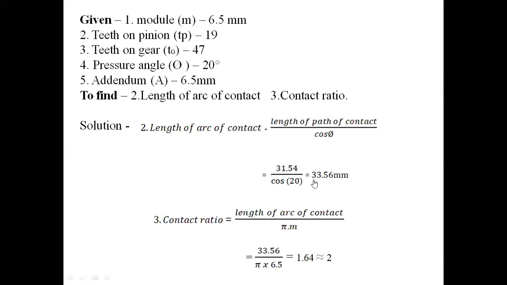Now the third point: the length of arc of contact divided by pi m is the contact ratio. So the length of arc of contact, 33.56, divided by pi into module, which is 6.5. By calculation we get 1.64, which is approximately 2. That means 2 pairs of teeth are in contact for continuous operation. So the value of contact ratio is 2. So this is regarding arc of contact and contact ratio. Thank you so much.